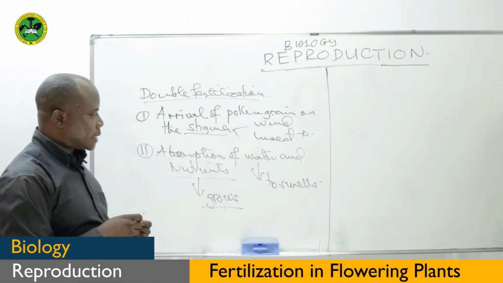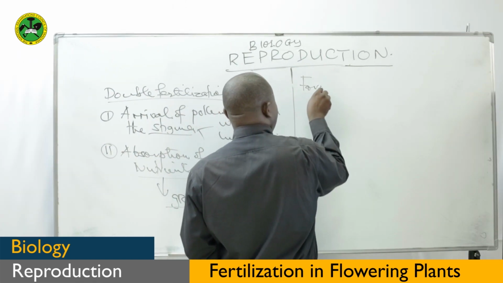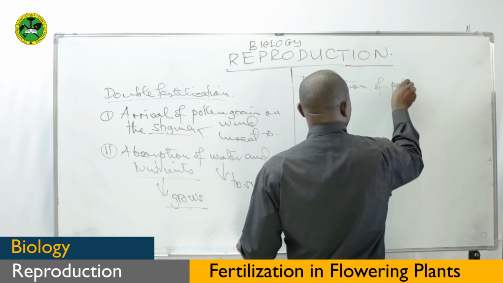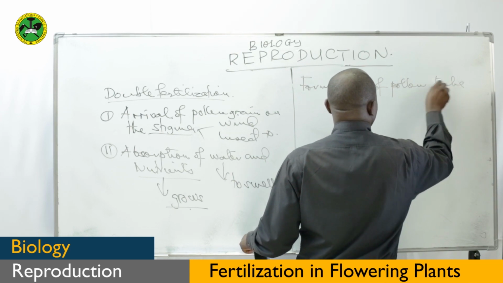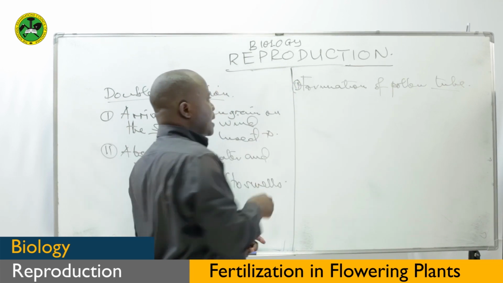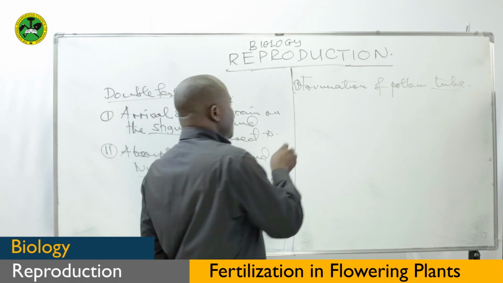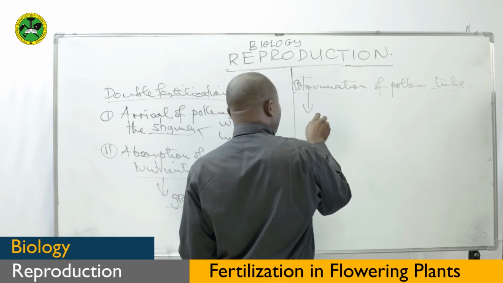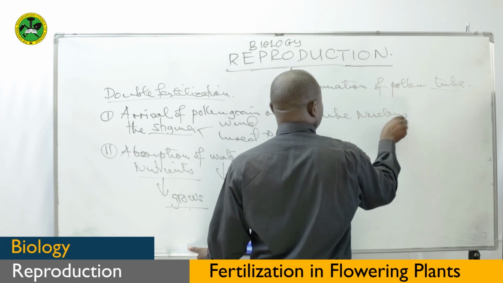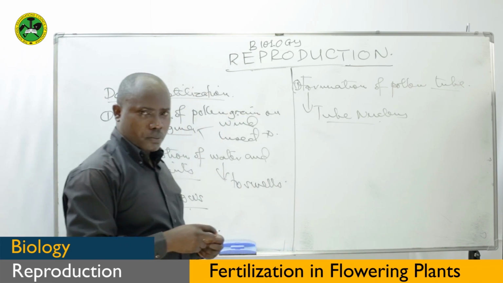This growth leads to what? It leads to formation of the pollen tube, being the third event. Where does the pollen tube come from? The pollen tube is formed from the tube nucleus. This tube nucleus divides and gives rise to the pollen tube.